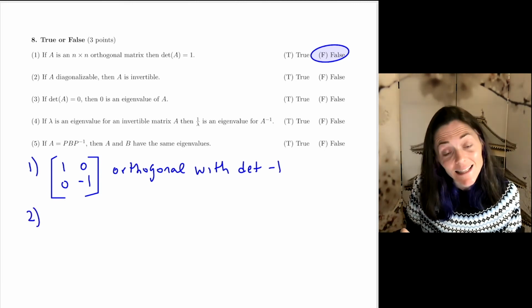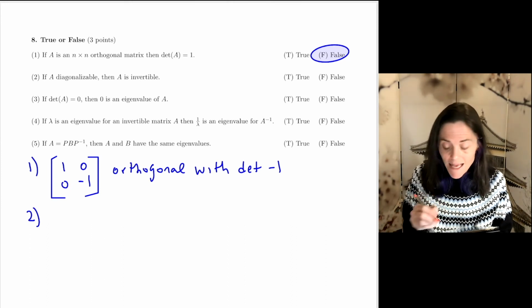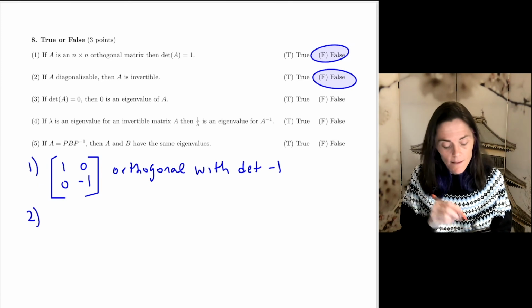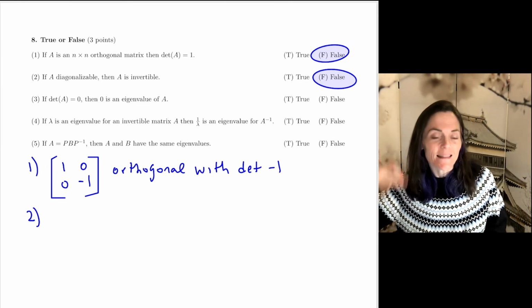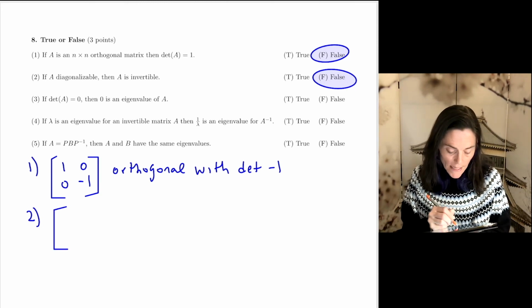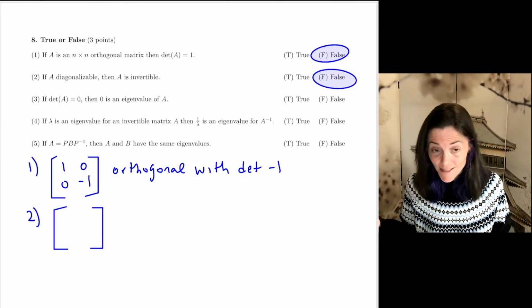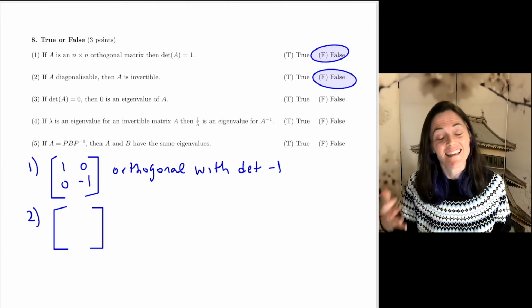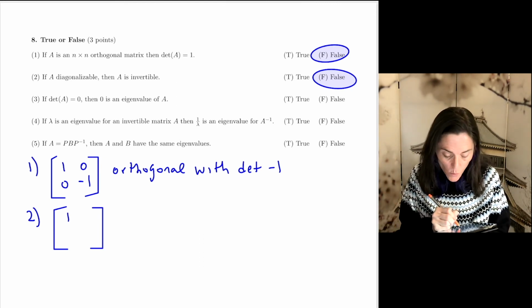If A is diagonalizable, then A is invertible. This is also false. These are just unrelated. They're totally different concepts. Diagonalizability, invertibility, they are different concepts. And so this one, we can come up with an example. Well, we could use the all zero matrix, for instance. That's diagonalizable, and it's not invertible.